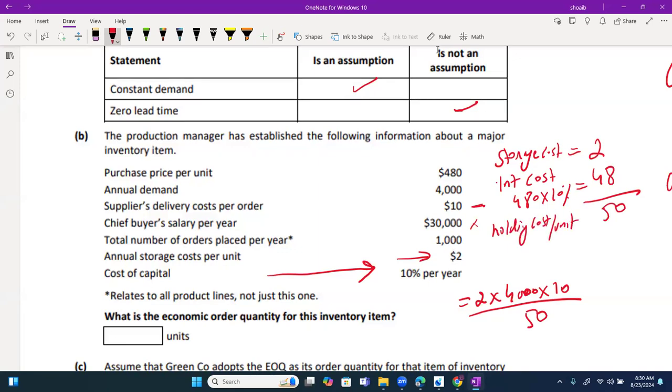Holding cost per unit. So 2 into 4,000 into 10 divided by 50. So the answer would be, okay, 40 units is the answer.